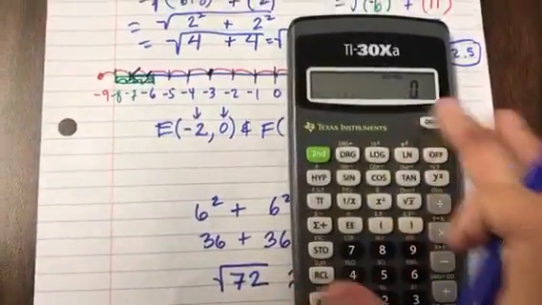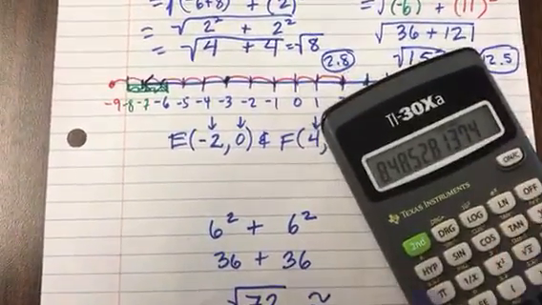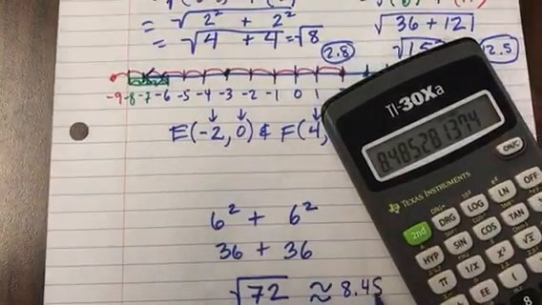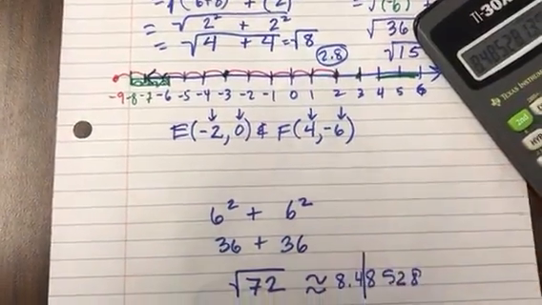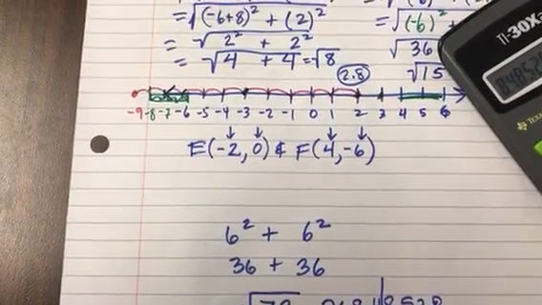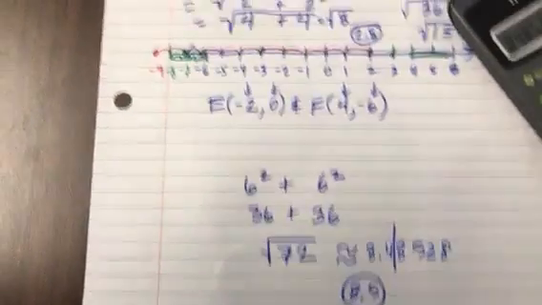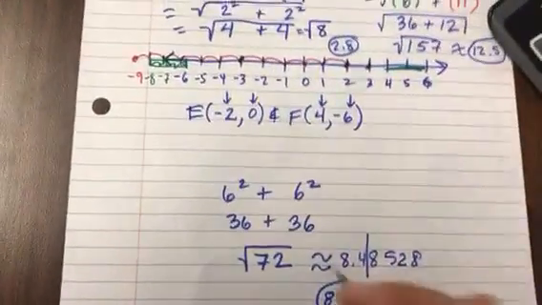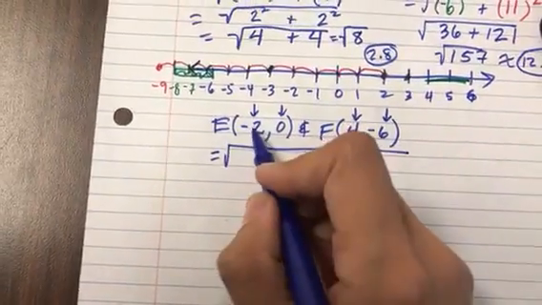Some students I notice are already zooming to the finish line. And so when I get this answer, 8.48528, when I round to the nearest tenth, notice this number is 5 or bigger, so I have to round to 8.5. Okay. Now let's say you wanted to use the formula though without jumping to the end. You still could, so let's practice that.